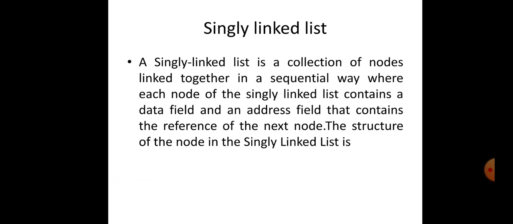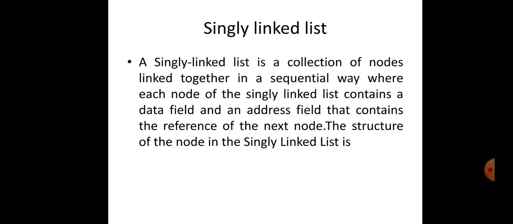A singly linked list is a collection of nodes linked together in a sequential way, where each node of the singly linked list contains a data field and an address field. Address field is also called reference field or pointer field that contains the reference of the next node. So the reason of the name is reference section.